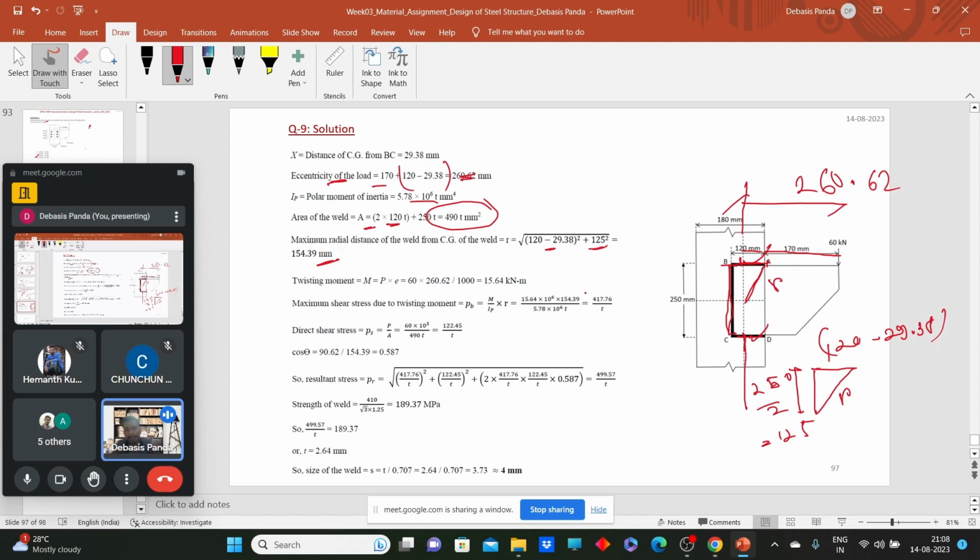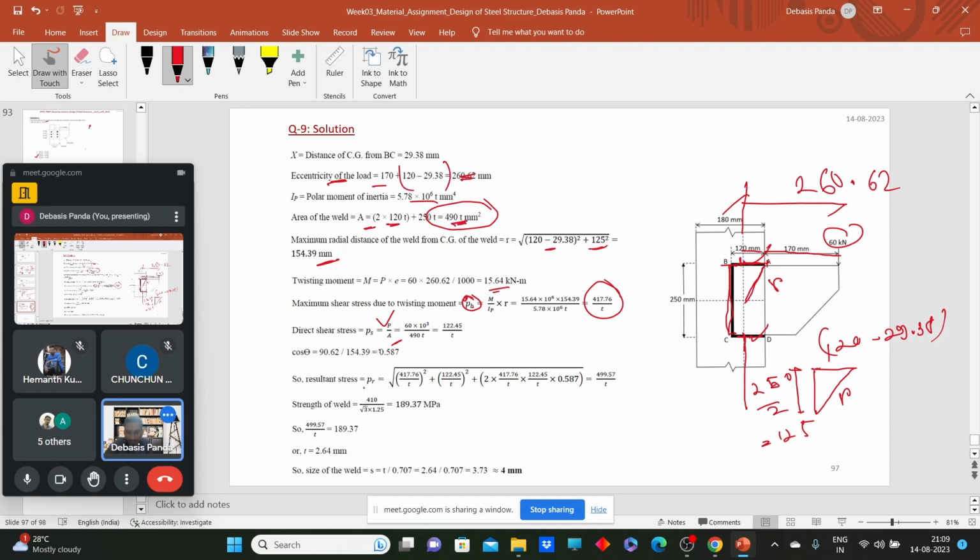What should be the twisting moment? P into e, that much. What should be the shear stress developed due to the twisting moment? T by Ip is equal to f by r. So here the shear stress due to twisting moment is denoted by FB, or you can denote it like that. So this value is coming as this. Now what will be the value of stress due to the direct shear? It's nothing but P, the direct load, that means 60 kilonewton divided by the total area of the weld. What is the total area of the weld? We have calculated 490 T.